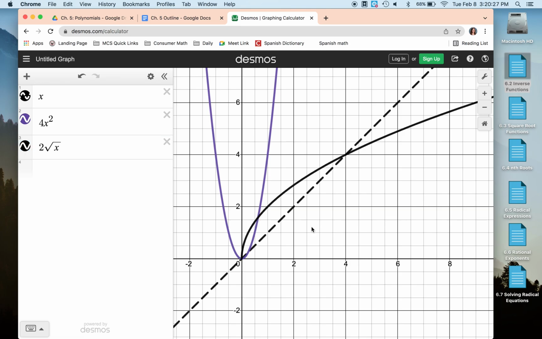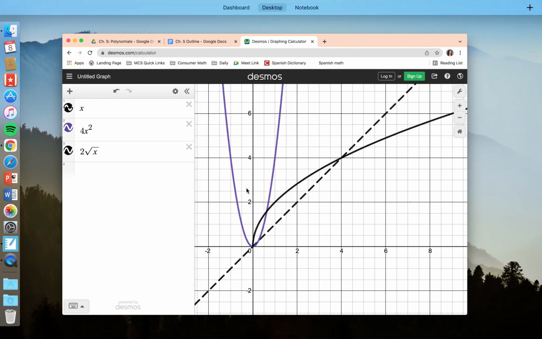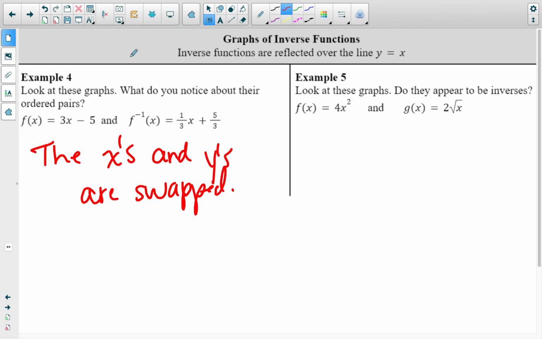Do those appear to be reflected over a dotted line? No, they don't, okay? One thing to notice is that one of these graphs is a parabola and the other is not. So that's a pretty good indicator right away that they're not going to be inverses, at least in the way that they are written, because they're different shapes, okay?